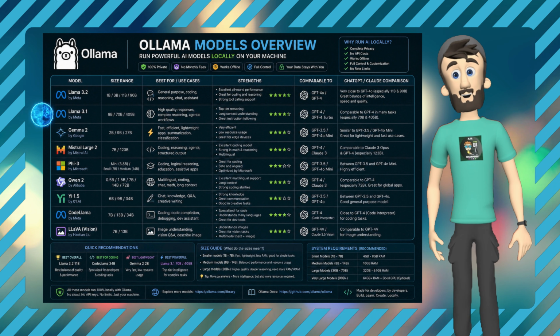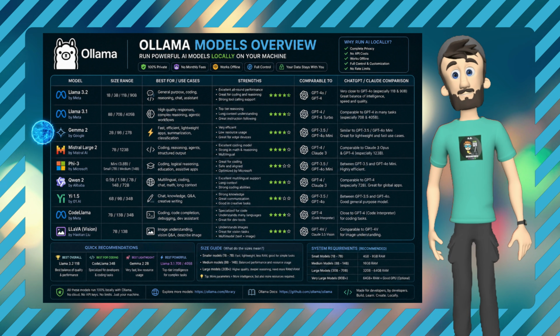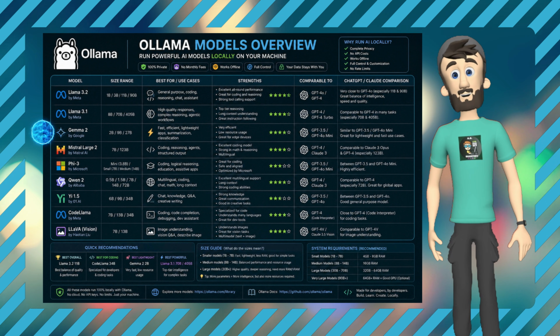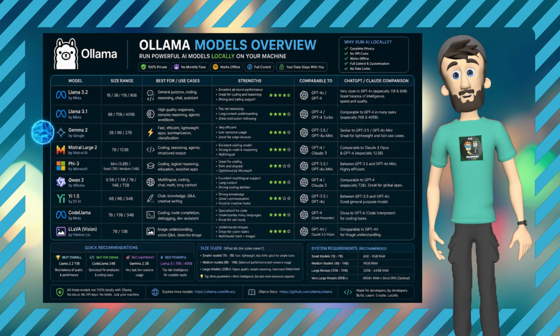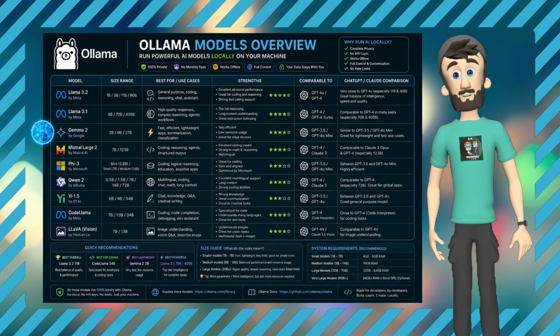exploring. Now let's look at Gemma 2 from Google. Gemma is all about efficiency. It's lightweight, fast, and doesn't require a powerful computer to run. This makes it a fantastic option for laptops, lower-end desktops, and applications where speed is more important than absolute intelligence. Think of Gemma as a smaller assistant that gets the job done quickly without consuming huge amounts of memory.